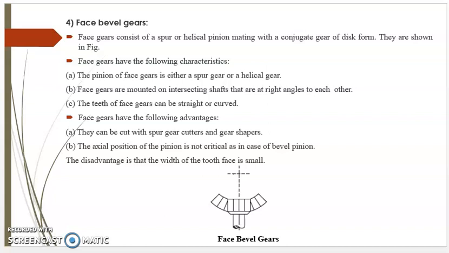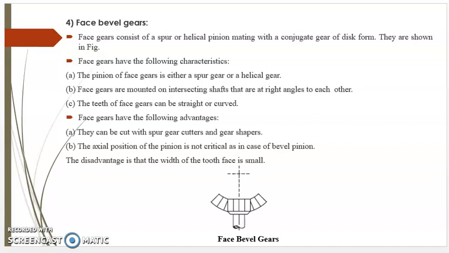Face bevel gears. Face gears consist of a spur or helical pinion mating with a conjugate gear of disc form. They are shown in figure. Face gears have the following characteristics. First, the pinion of face gears is either a spur gear or a helical gear. Second, face gears are mounted on intersecting shafts that are at right angles to each other. The teeth of face gears can be straight or curved.